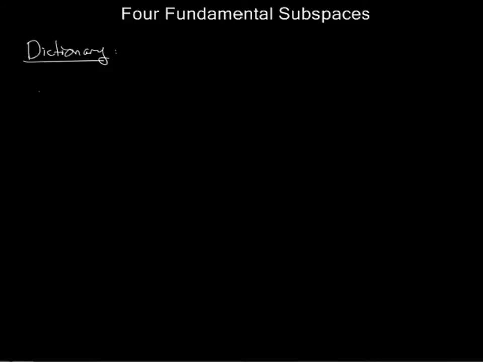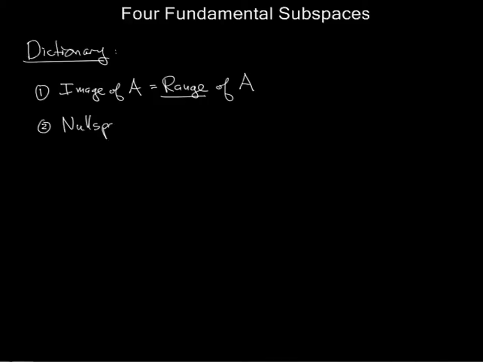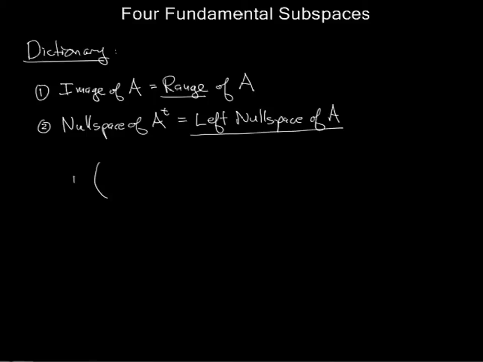Let me say a little bit about some terminology here. So the image of A, another word for that is the range of A. That's just a synonym. And the null space of the transpose is the left null space of A. So in the book it uses this terminology. So what do I mean by the left null space of A?